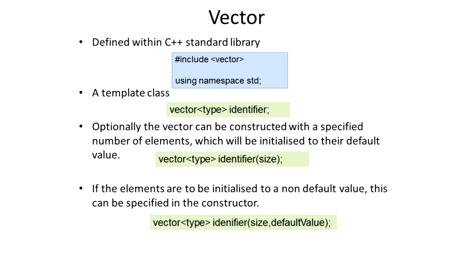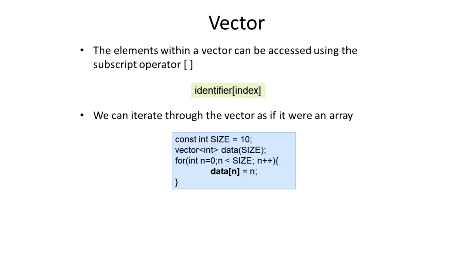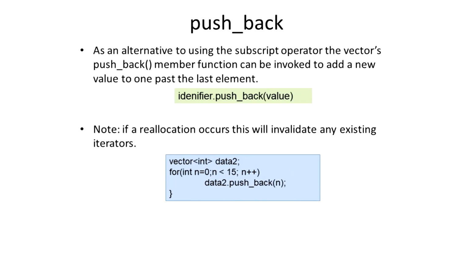But as we said previously, of course, we can expand and contract this data structure as required. And like an array, we can also access the elements via the subscript operator, which are the two square brackets. So we can assign and also access data stored in our vector through that operator. But we can also add items to our vector via the push_back method, which will add the item to the next available index, even if we don't know what that index is.